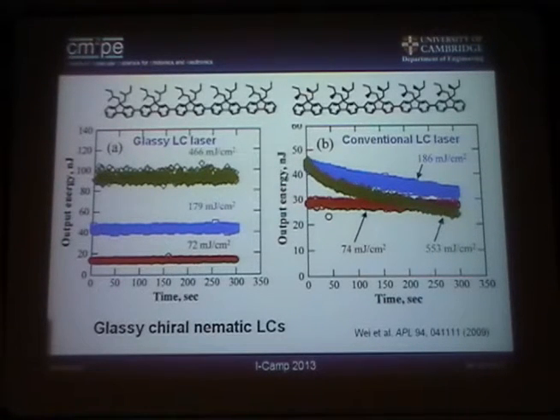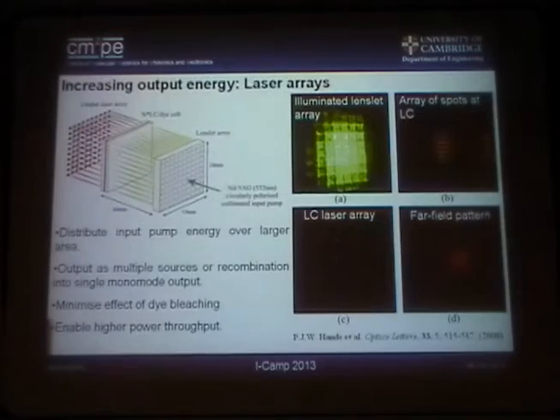Other work that's been done, people have looked at glassy cholesterics, and having a cholesteric glass can also improve the performance. This is just one cholesteric with a DCM dye, where you can see the fall over quite dramatically. And this is the glassy cholesteric, where it's quite independent of time. So going to cholesteric glasses, again, this is through materials design, you can improve the performance.